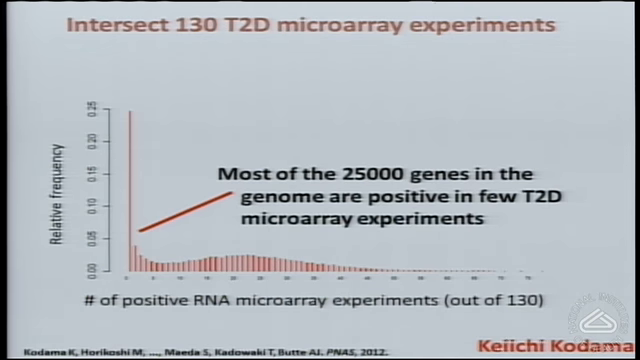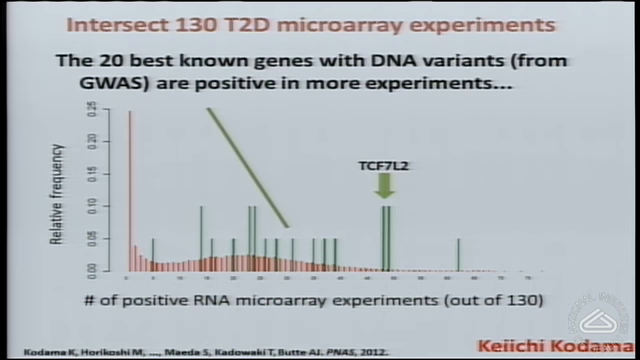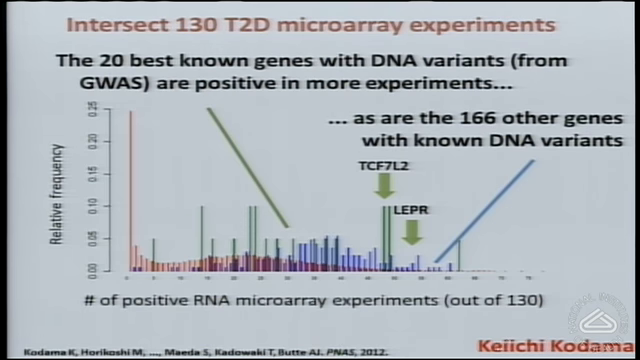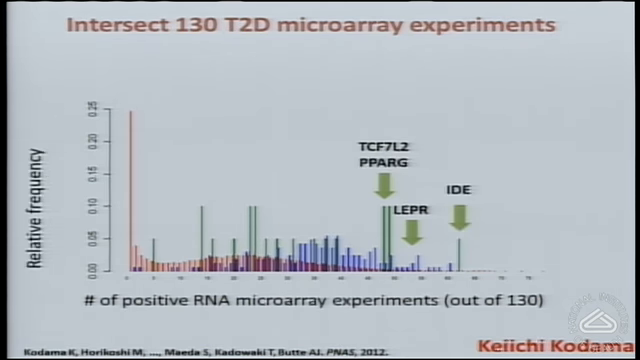Let's take some genes that we know have something to do with diabetes. The ones from these so-called GWASs, genome-wide association studies, like TCF7L2. We have a leptin receptor, which are not really GWAS hits, but other known genetic hits. We have some drug targets like PPAR gamma, insulin degrading enzyme. And all you can see is that the known genes seem to be changing in more of these microexperiments than the background list of every gene in the genome here.